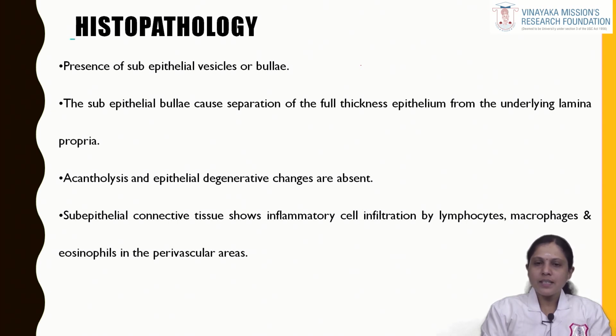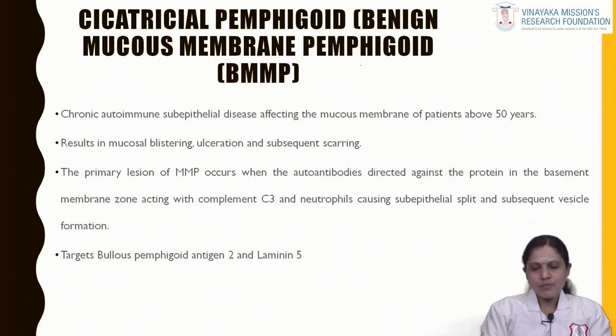Acantholysis and epithelial degenerative changes are absent in pemphigoid. Subepithelial connective tissue shows inflammatory cell infiltrates like lymphocytes, macrophages and eosinophils, and in the perivascular areas can be noted. So this is about bullous pemphigoid.